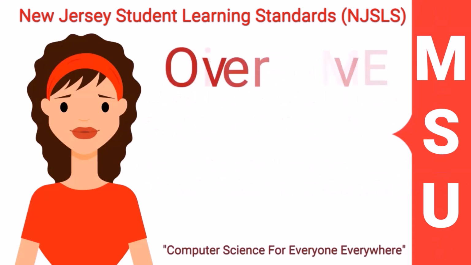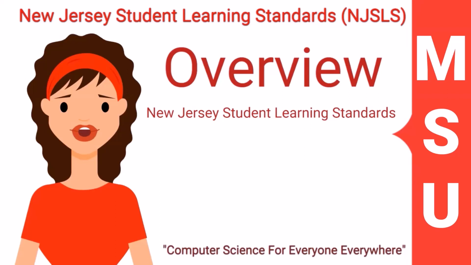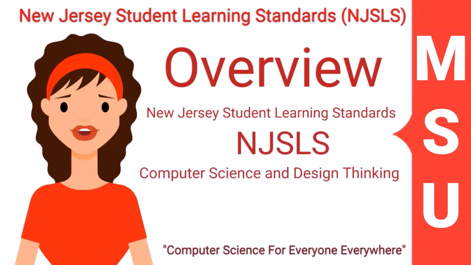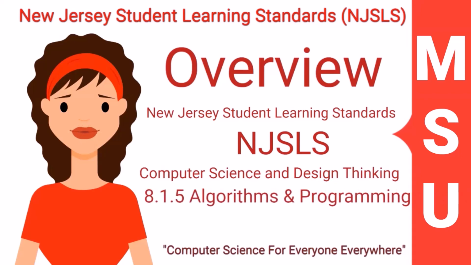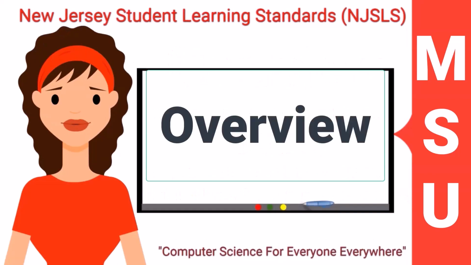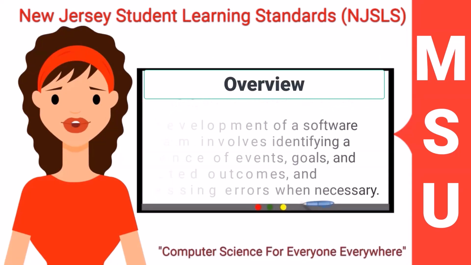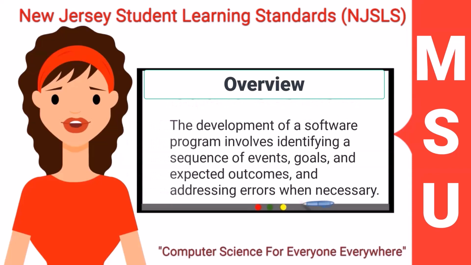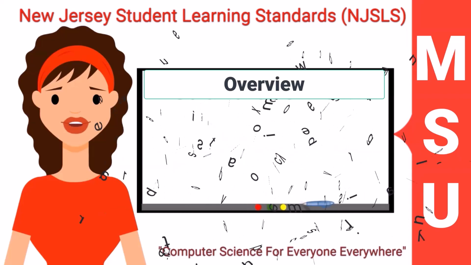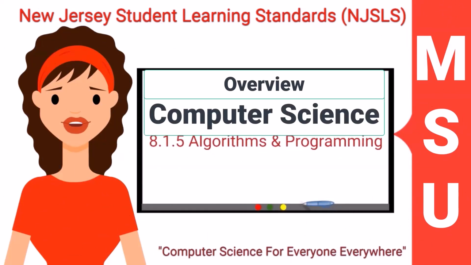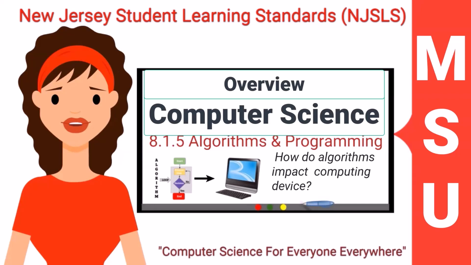Welcome to this overview of the New Jersey Student Learning Standards, NJSLS, Computer Science and Design Thinking, 8.1.5, Algorithms and Programming. Overview. The development of a software program involves identifying a sequence of events, goals, and expected outcomes, and addressing errors when necessary. 8.1.5, Algorithms and Programming, is designed to teach the connection between algorithms and their impact on computing devices.